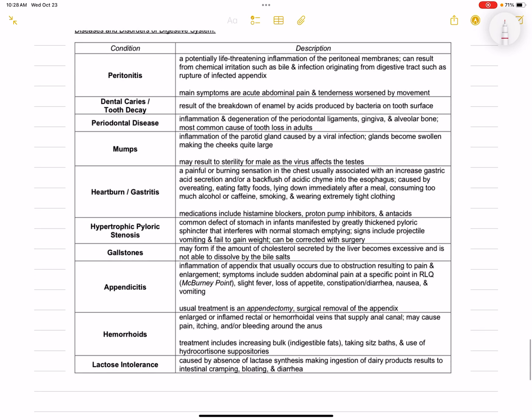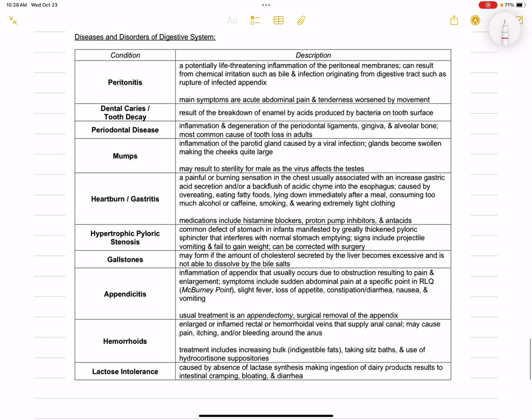So, dental caries or tooth decay results from the breakdown of enamel by acid produced by bacteria on the tooth surface. Meaning, a damaged tooth. So, periodontal disease is inflammation and degeneration of the periodontal ligaments, gingiva, and alveolar bone. Most common cause of tooth loss in adults.